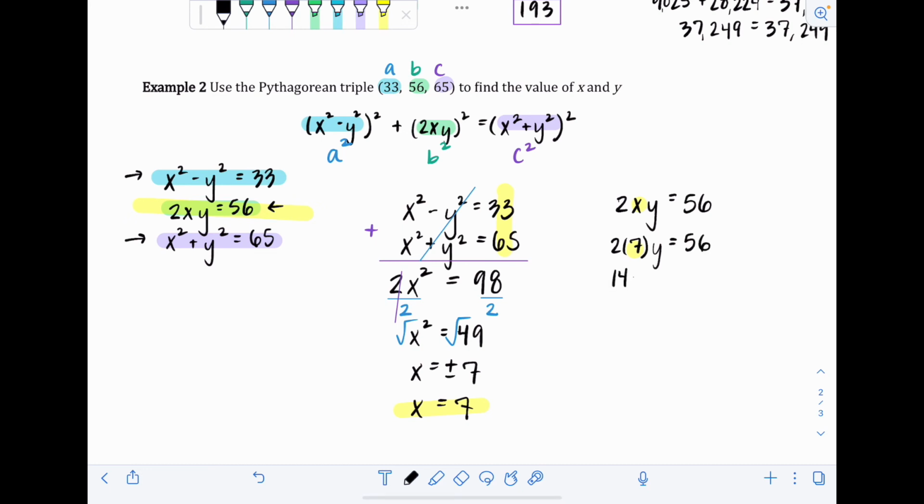2 times 7 is 14, y equals 56, and I'm trying to solve for y, so I have to divide both sides by 14. So 56 divided by 14 is 4. So I end up with y equals 4. And then I have my two values for x and y. So x equals 7, and y equals 4.